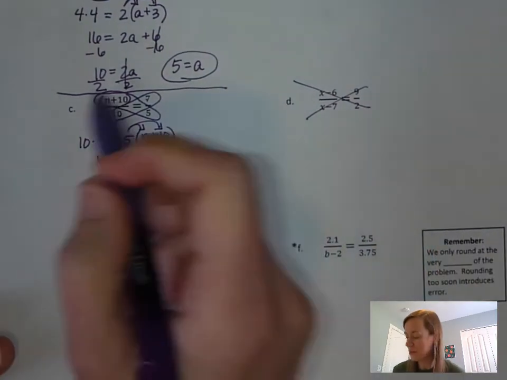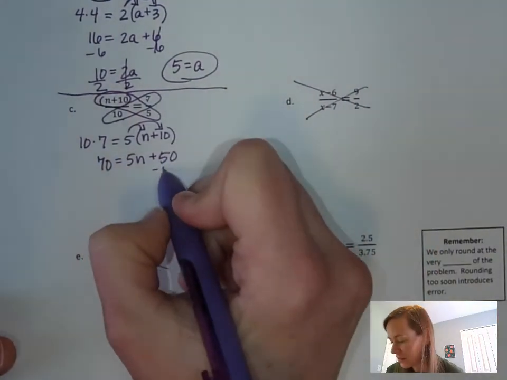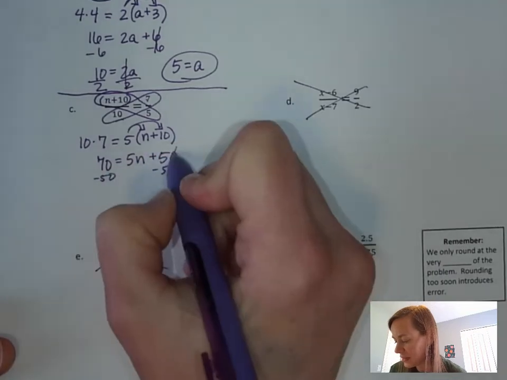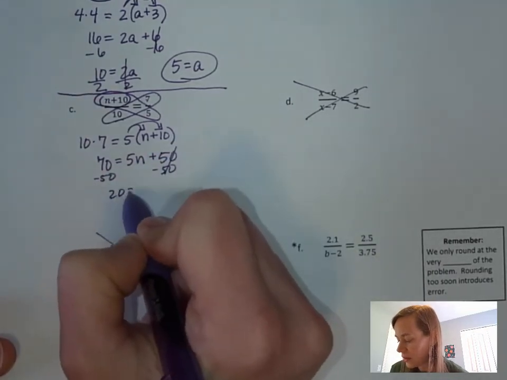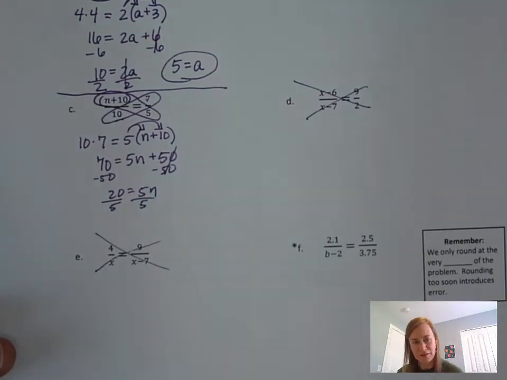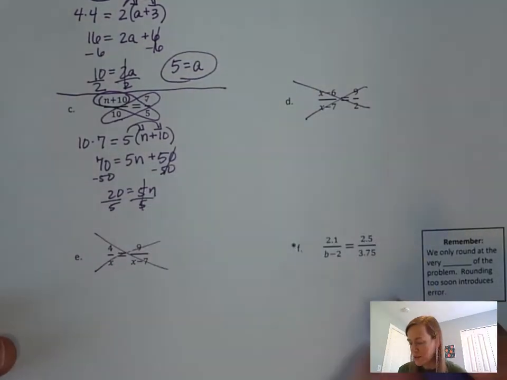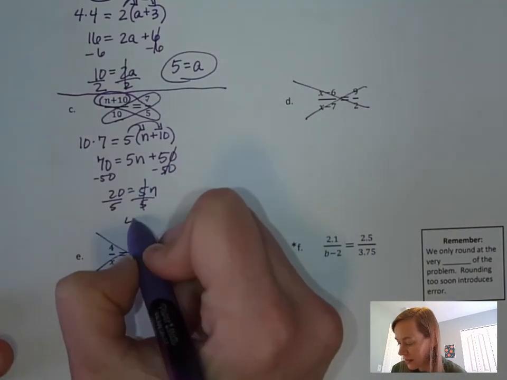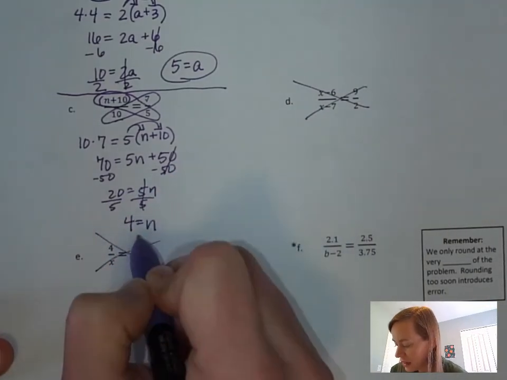Okay, and now we've got our same kind of two-step equation. Let's solve it by subtracting 50 from both sides. You're left with 20 equals 5n, and then you just divide by the 5 to get rid of the 5. And you're left with, let's see, 20 divided by 5 is 4. So n is going to equal 4 there.